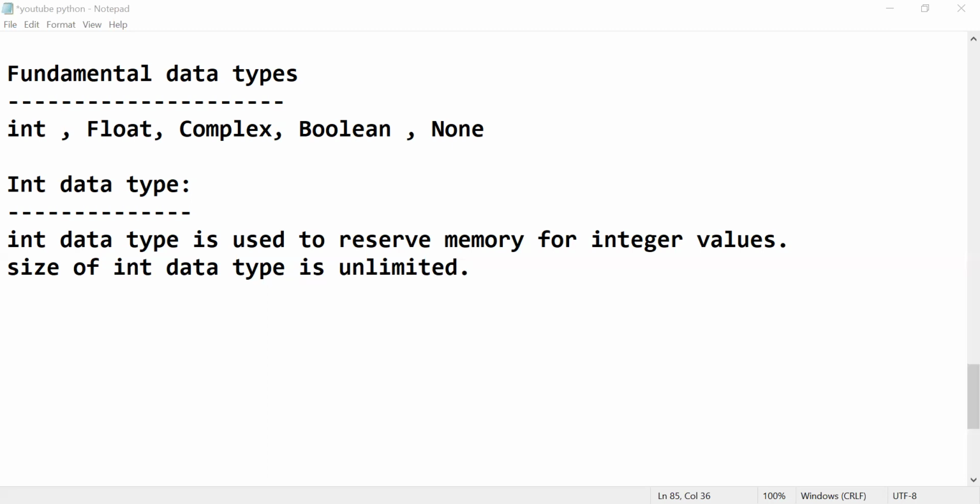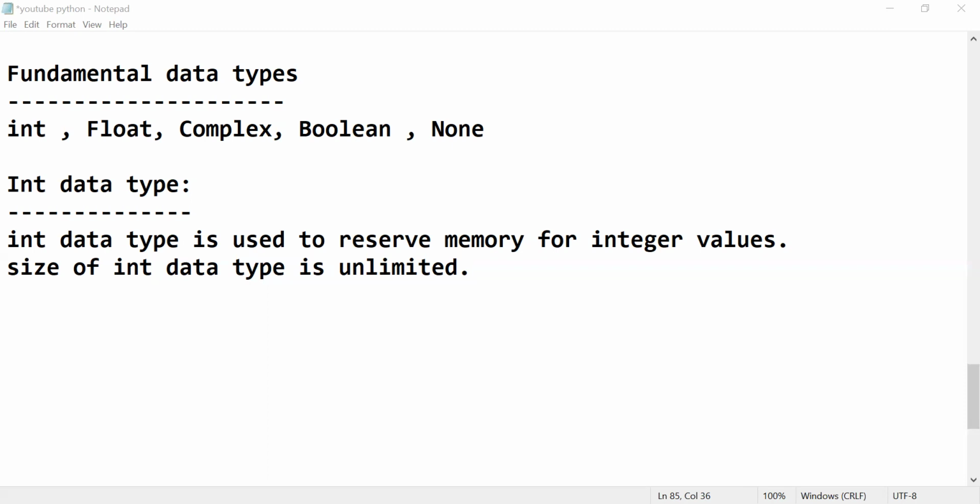Sorry, guys. Here I mentioned capital S, but it is small s. This is the syntax for knowing the size of a variable. Here we are getting size 40. Suppose I write sys.getsizeof(a), where a is 10. The size of a is 28, guys.